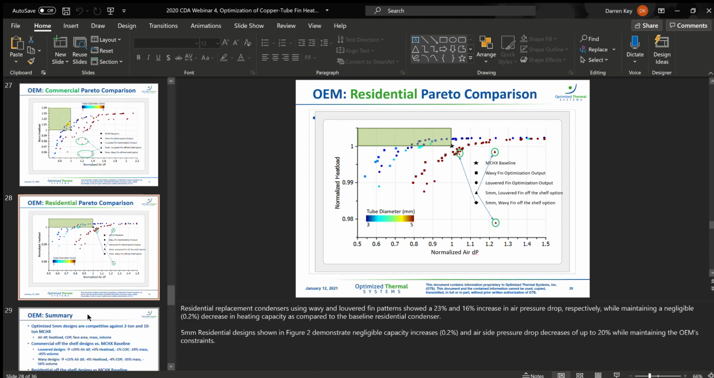This is a very similar setup, but in this case for the residential design. The main takeaway here is, again, we see off-the-shelf fin designs performing quite well. In fact, note the range here for the heat load is even smaller than it was before. So the off-the-shelf fin designs work quite well with an optimized tube and circuitry. And then there are some optimized tube and fin designs that actually dominate the baseline here, which is at 1.1.